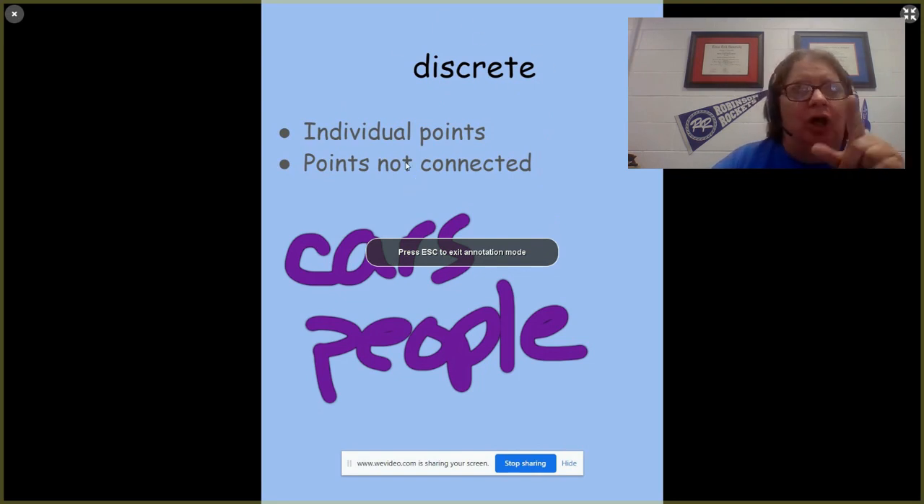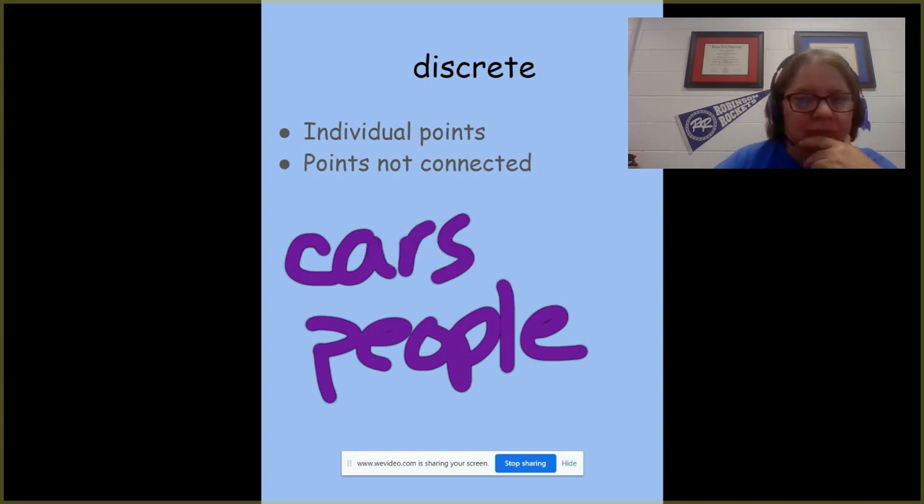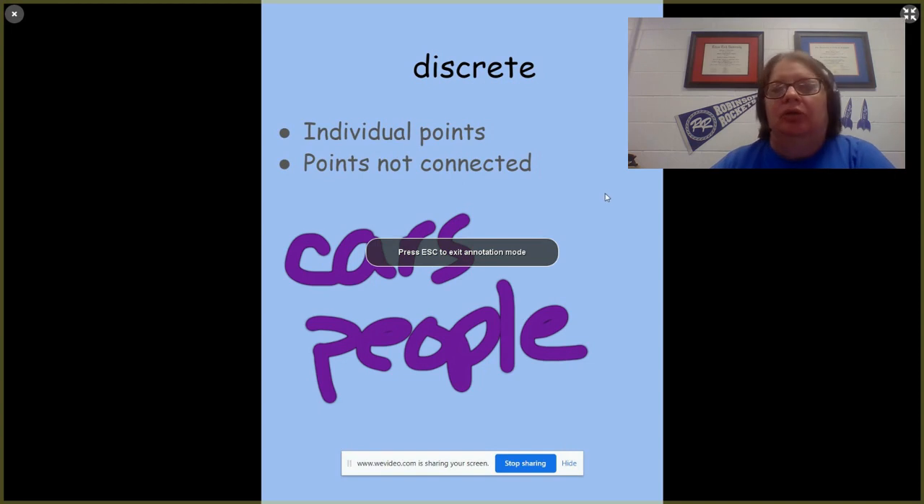So if you're graphing the number of cars, or the number of people, you're not going to connect the points. Because you can't have 1.5 cars. You can't have 1 3/4 people. No 3.2 cars, no 4.6 people, right? Discrete is something that can only be described with whole numbers.